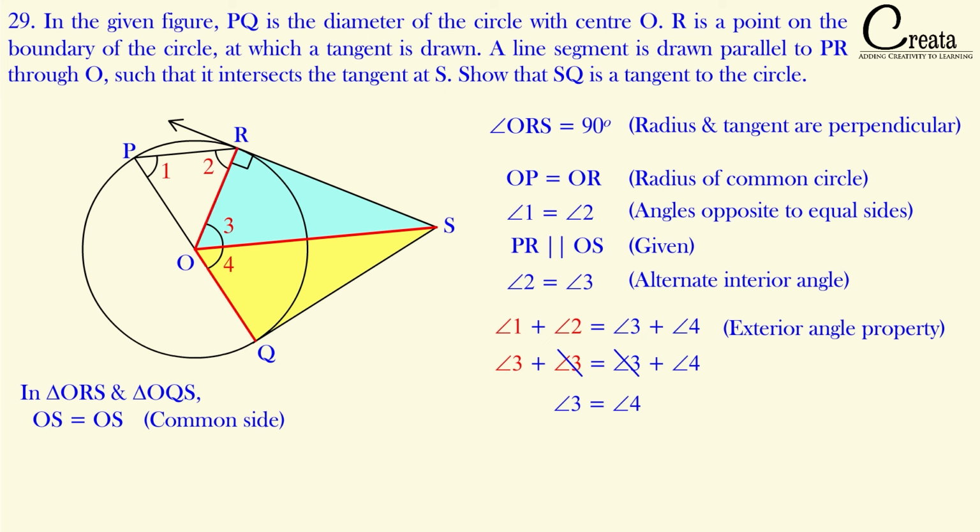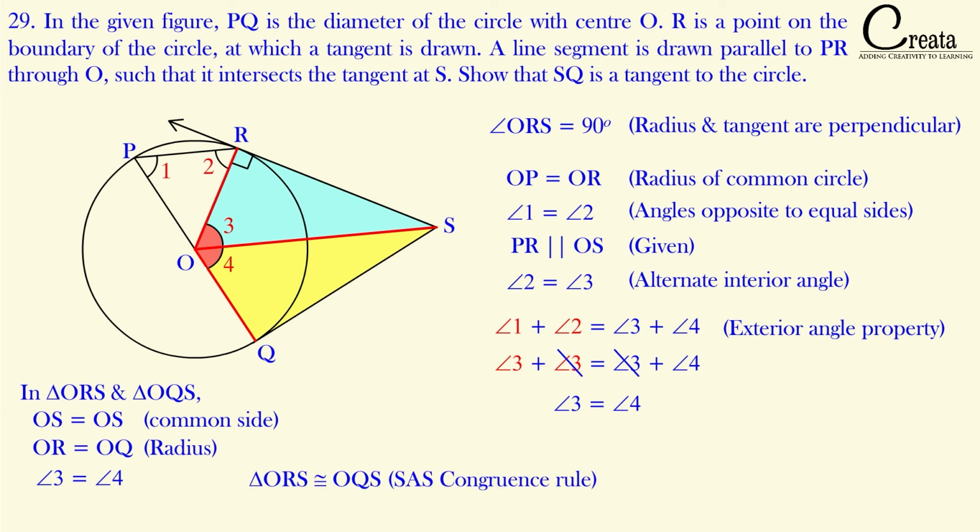OR and OQ, these two are radii of the circle. The radii of a common circle are equal to each other. So OR and OQ will be equal to each other. Further, just now we have proved angle 3 and angle 4 are also equal to each other. So by the side angle side criterion, we can say both the triangles are congruent to each other. These two sides are equal, these two angles are equal, and these two sides are also equal.